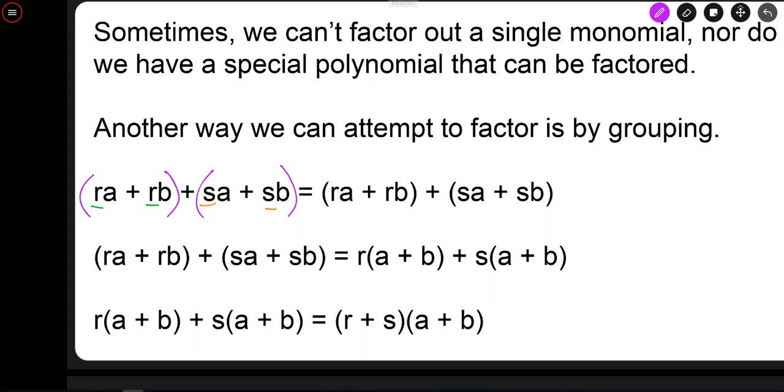So the second part here on the right, then I begin my factoring. I factor out an R from the first pair of terms and an S from the second pair of terms. So RA plus RB plus SA plus SB ends up being R times A plus B plus S times A plus B. Finally, I can rewrite that as R plus S times A plus B.